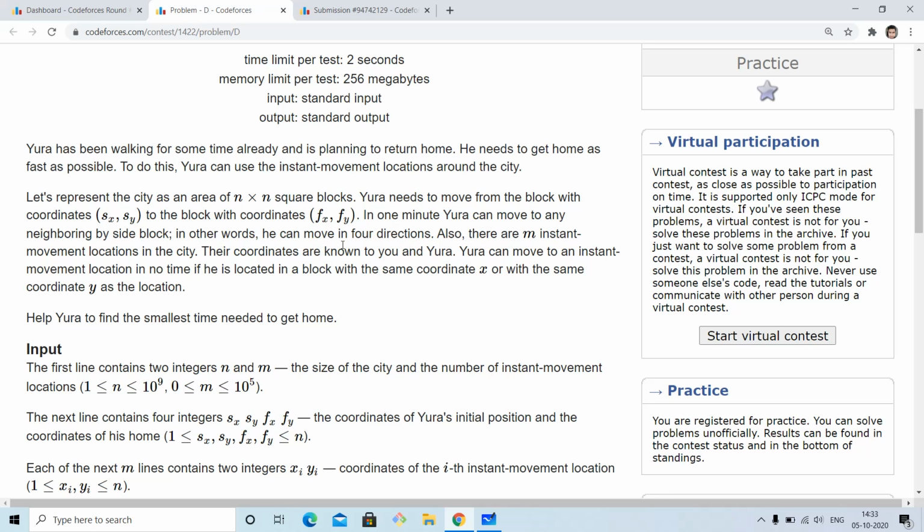or we can move to some magical locations, of which there are m. We can instantly go to a magical location without any time passing, but only if one of our coordinates, either x or y, coincides with the magical location's coordinate. Then we have to find the minimum time we need to get to the destination in this situation, given these magical blocks and this n by n square of blocks.